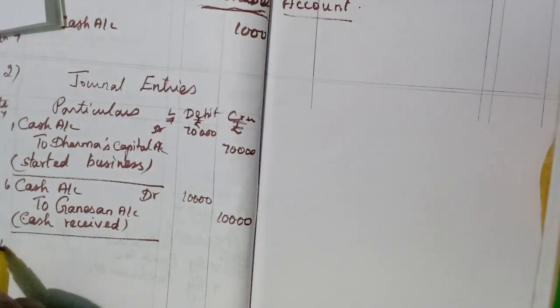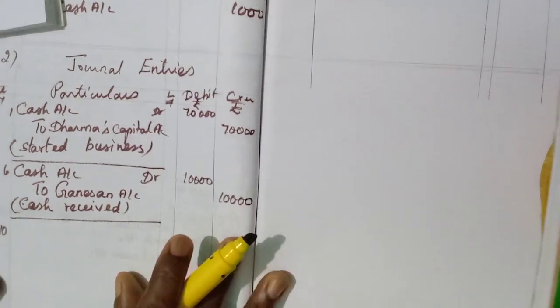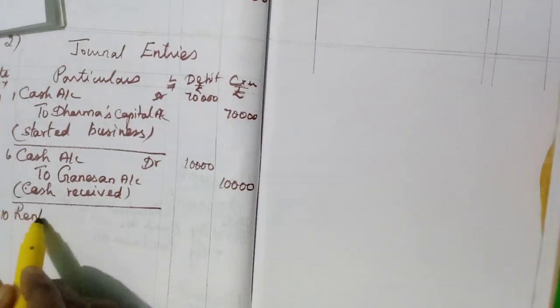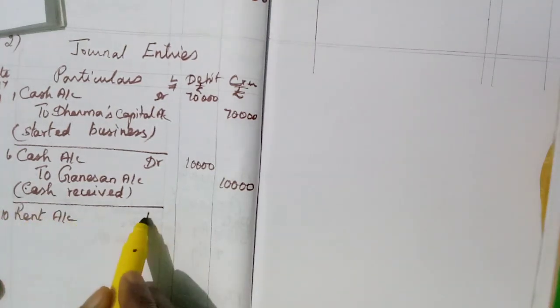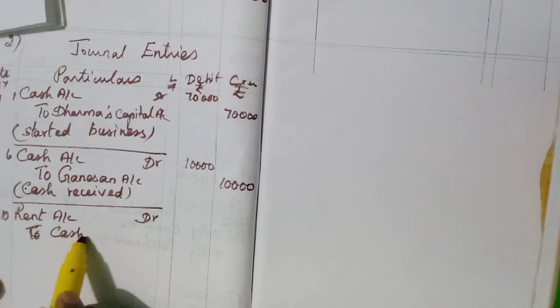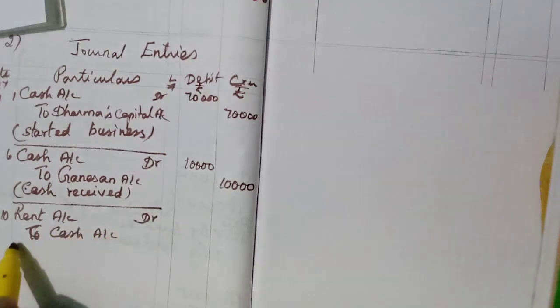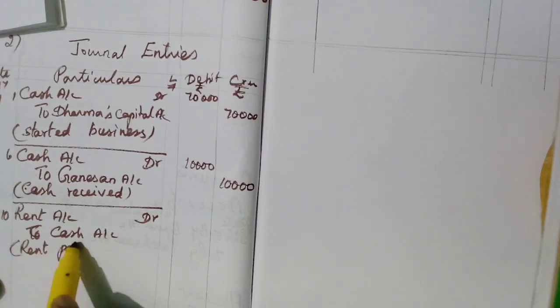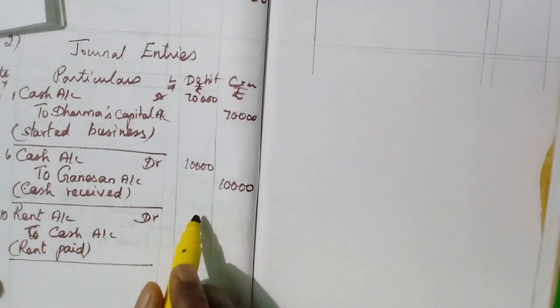Then 10. Rent paid. So rent is an expense. So we need to debit. Then rent account debtor. What is going out? Cash going out, isn't it? So to cash. Then same thing, rent paid you write. 3,000.